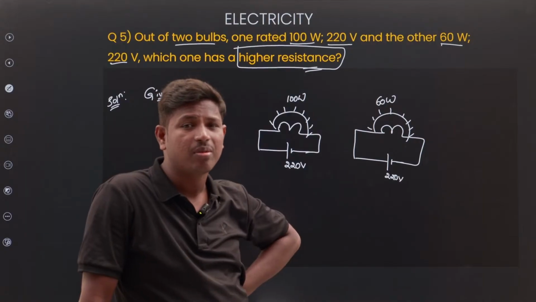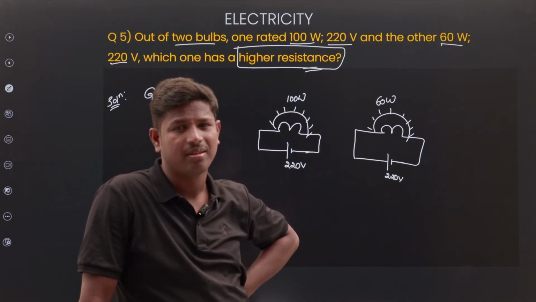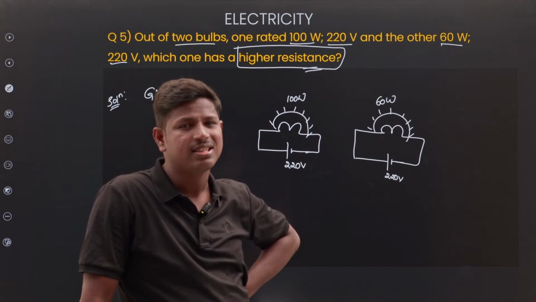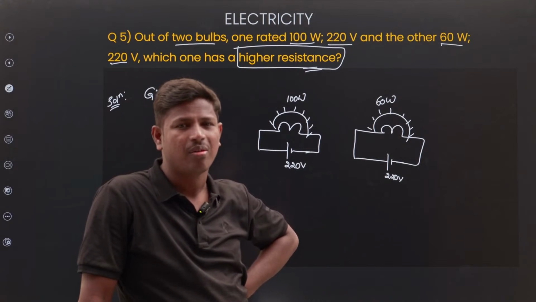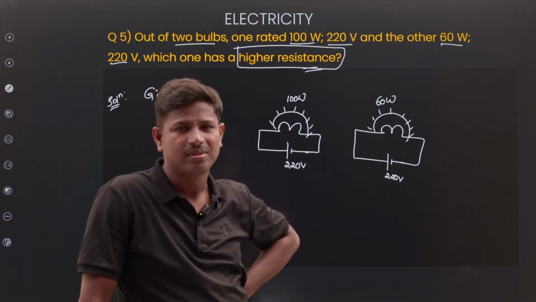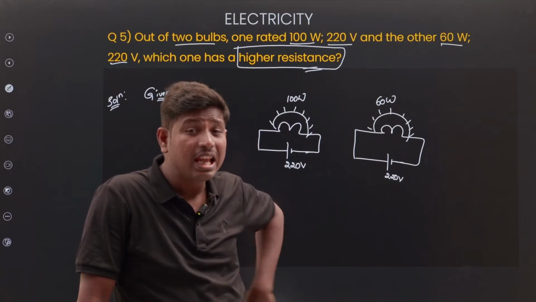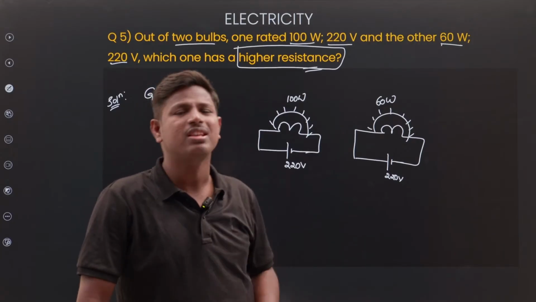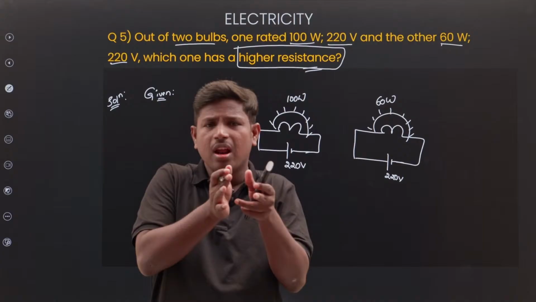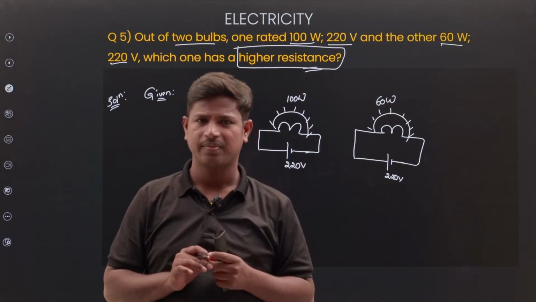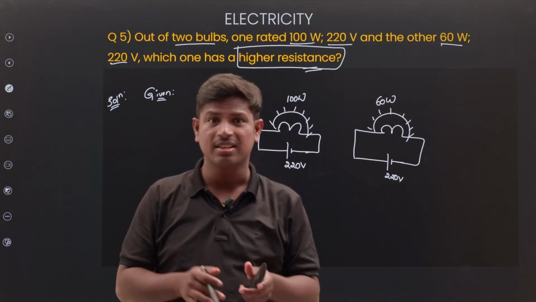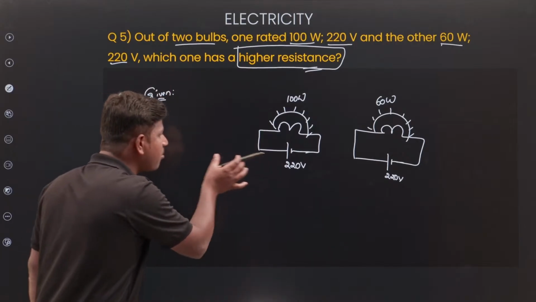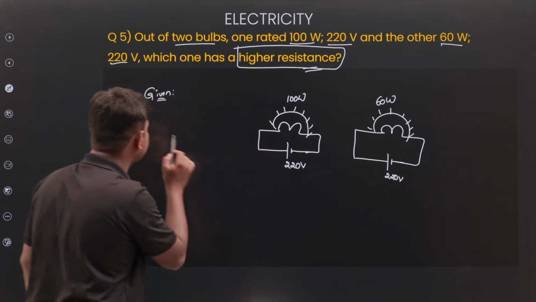So what is the given information? Power of the two bulbs is given, P1, P2, and voltage is given, 220 volts. What are you going to find out? In these two, which is having high resistance? So what is the relation between power, voltage and resistance? Is there any formula based on power, voltage, resistance?